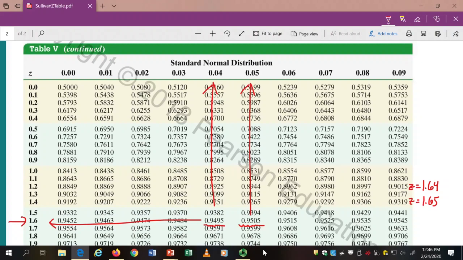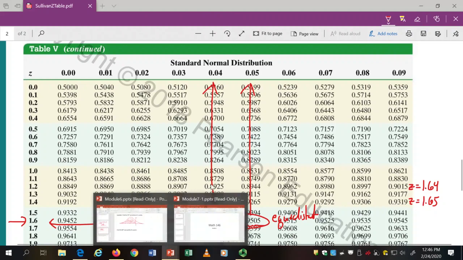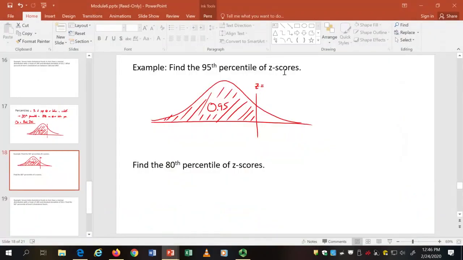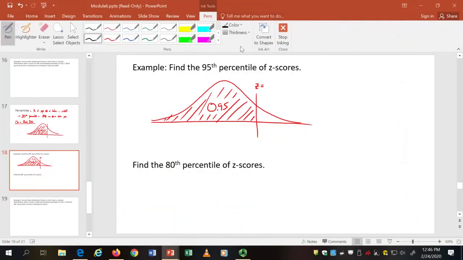Okay. So in this case, these happen to be equidistant. And so to get that calculation here, we would actually do the average. So we go 1.64 plus 1.65, average them out. And so we would say that the z-score you need to be in the 95th percentile would be 1.645. That one would average.